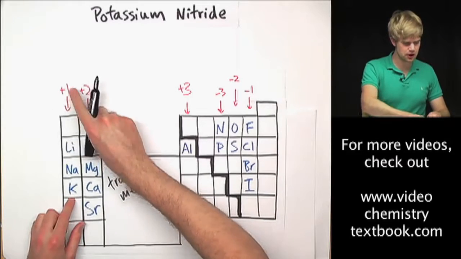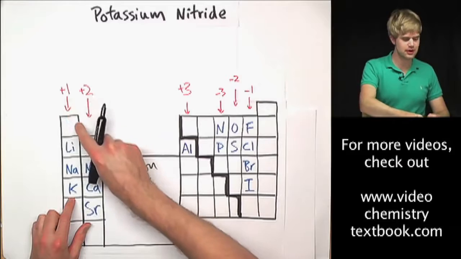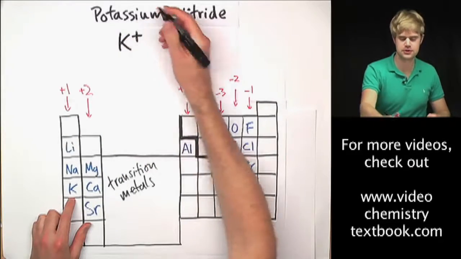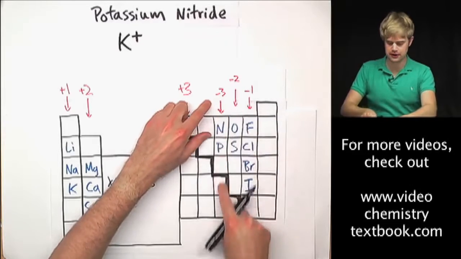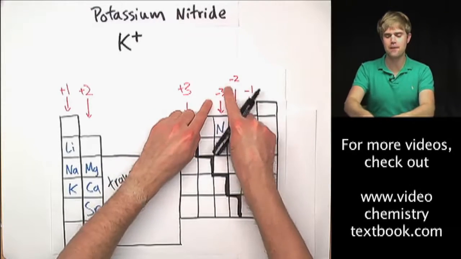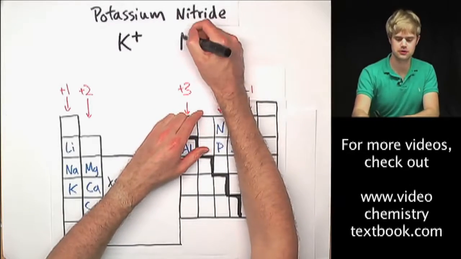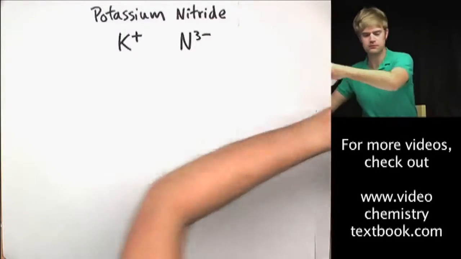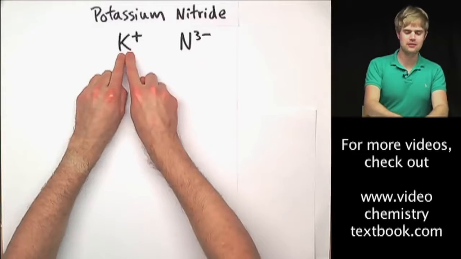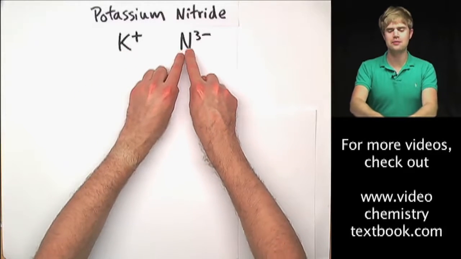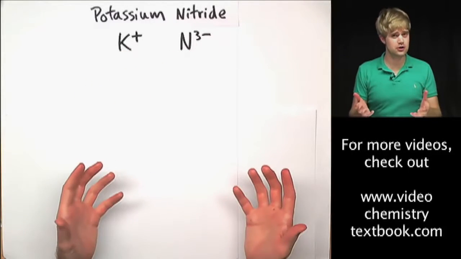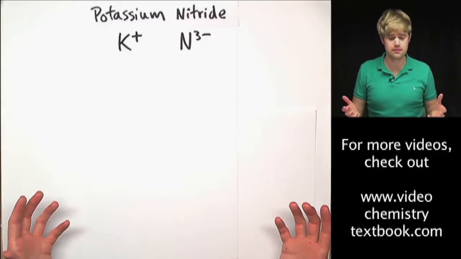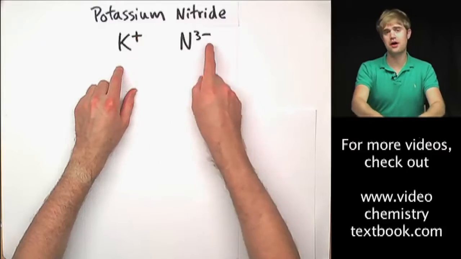Potassium lives in this column here, the same column as lithium, and so it has a 1+ charge. So I'm going to write that up here, K+. And nitrogen lives in this column where everything has a -3 charge. So here we have N 3 minus. When I have one atom of K plus and one atom of N3 minus, do the charges balance out here? The plus and minuses balance out? It doesn't. I've got 1 plus and I've got 3 minus.